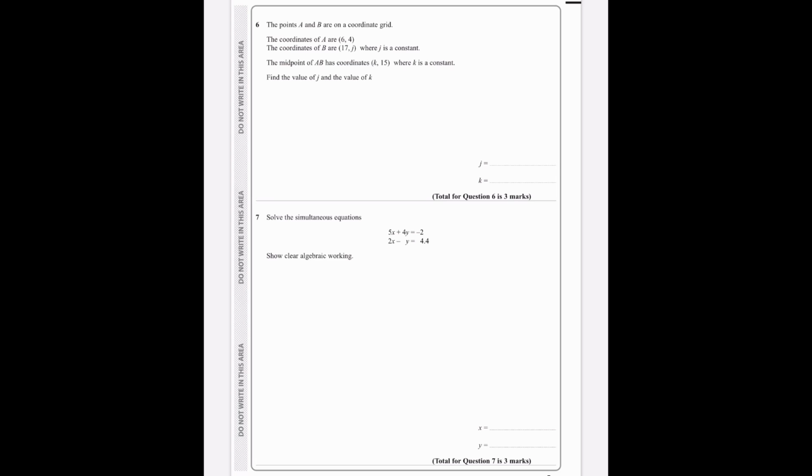Okay, question 6 about midpoints. So halfway between 6 and 17 for the x-coordinates will allow us to work out k. So 6 plus 17 over 2 is 11.5. And then for j, well, halfway between them is 15. So 4 plus j over 2 is equal to 15 gives us a little equation we can solve. It gives us j to be 26.